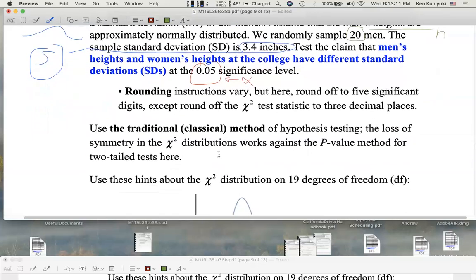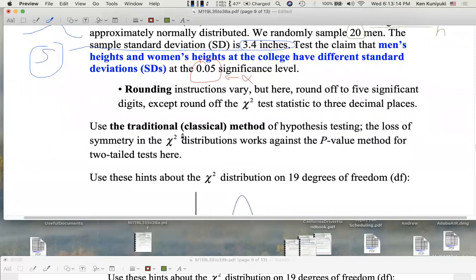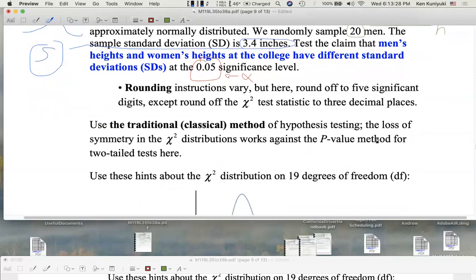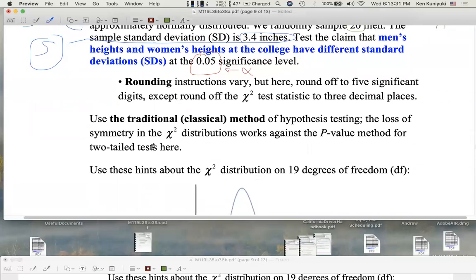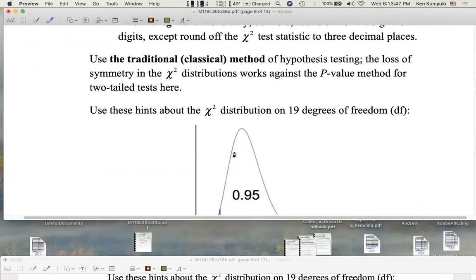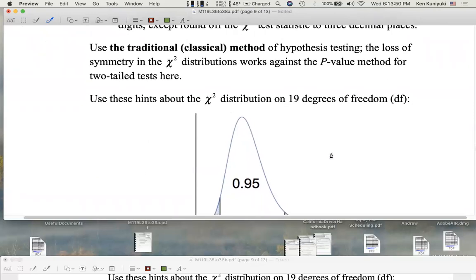So use the traditional or classical method of hypothesis testing. I will tell you what method to use, right? I might ask you to use 2 or 3 methods: traditional, p-value, confidence interval. And as I mentioned earlier, because we lose symmetry in the chi-square distributions, we tend not to use the p-value method for two-tailed tests. So I would never give you a two-tailed test where I tell you to use the p-value if we're dealing with a chi-square distribution. Then we really want to use the traditional method, or maybe the confidence interval method.